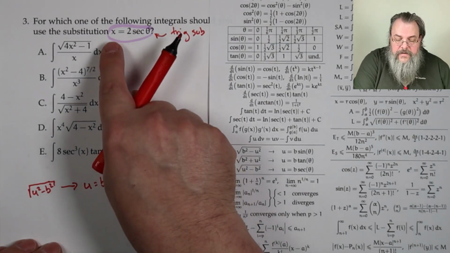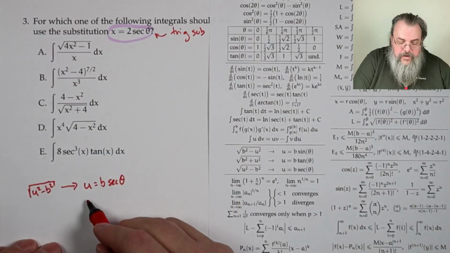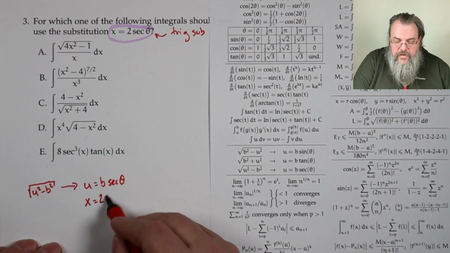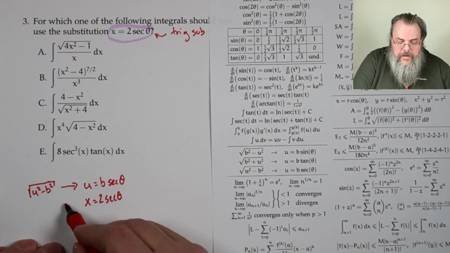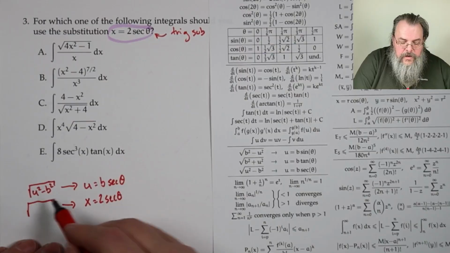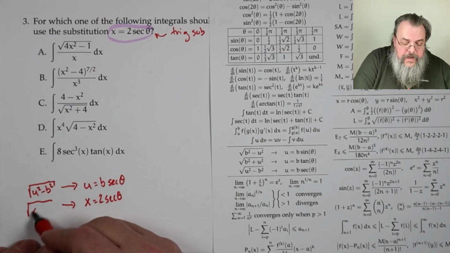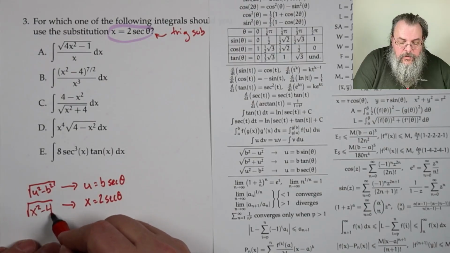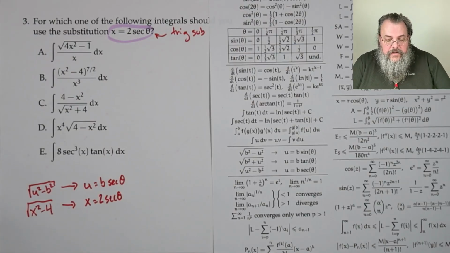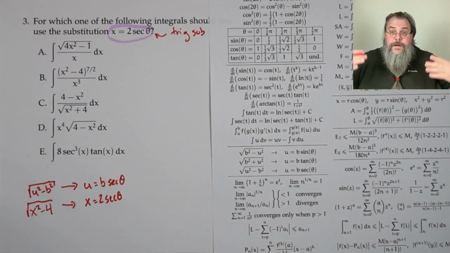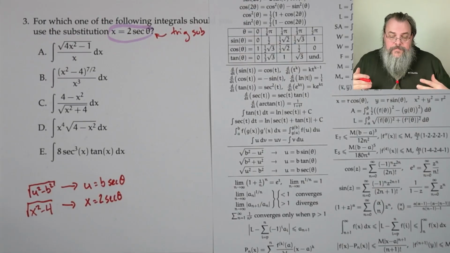Now, notice how we have x and 2. So we say, okay, so that says x equals 2 secant theta. Well, that tells us what are we looking for? We'll replace u by x and b by 2. We're looking for an x squared minus 4. So look for an x squared minus 4, ideally in a square root.